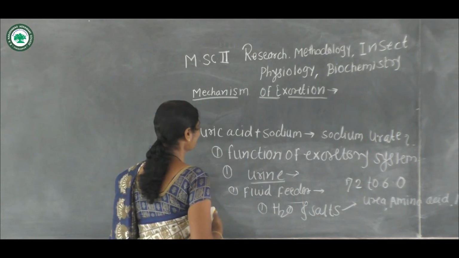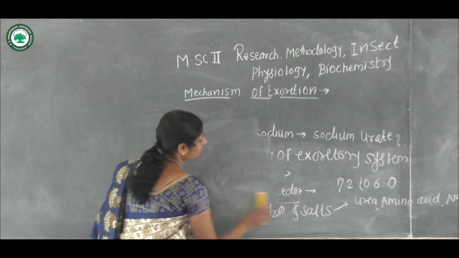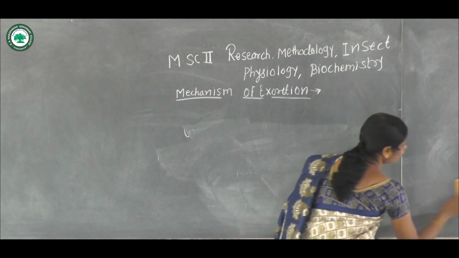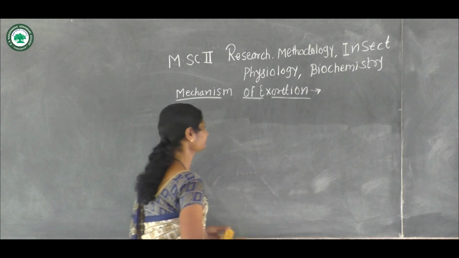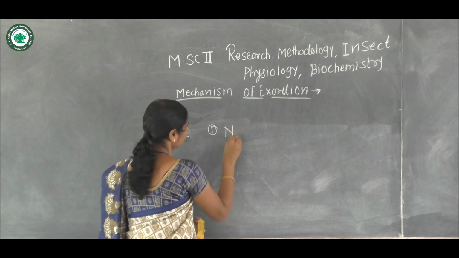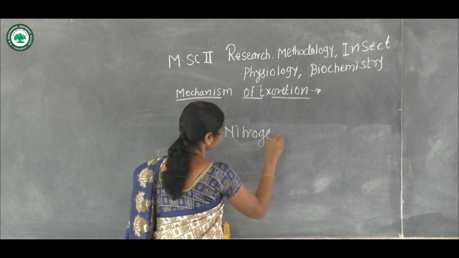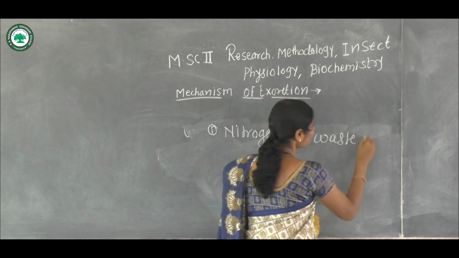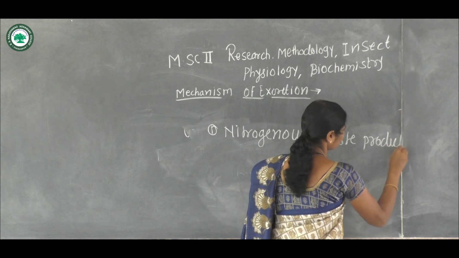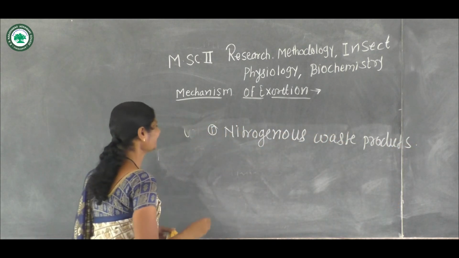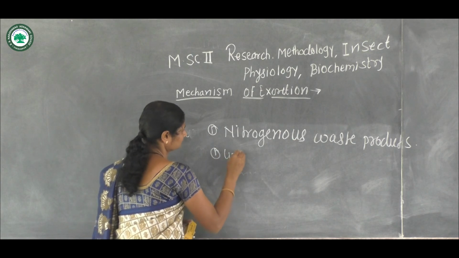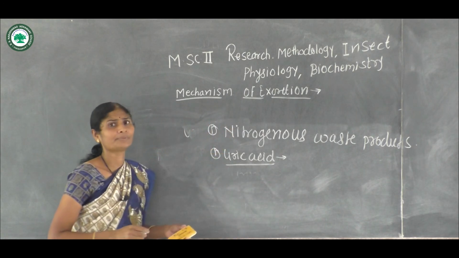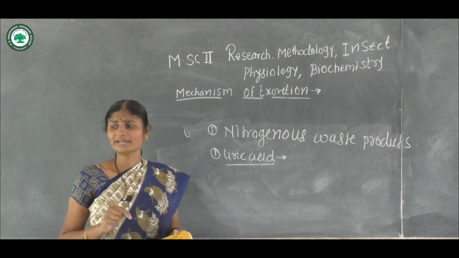Next point is nitrogenous waste. In insect urine, different nitrogenous waste products are present. First one is uric acid. We talk about uric acid. This uric acid is present as a nitrogenous waste product.